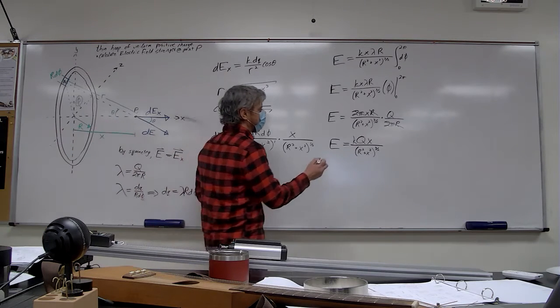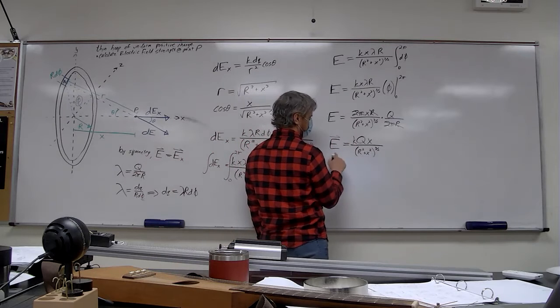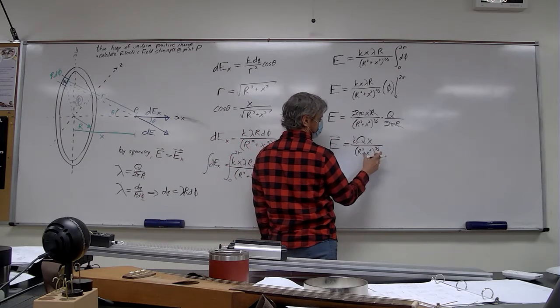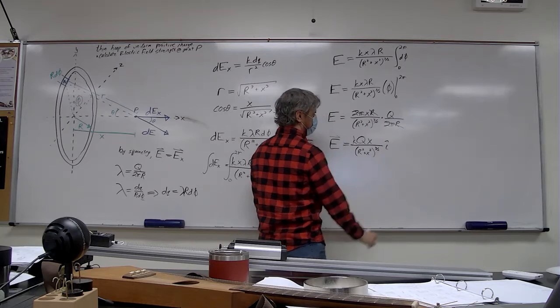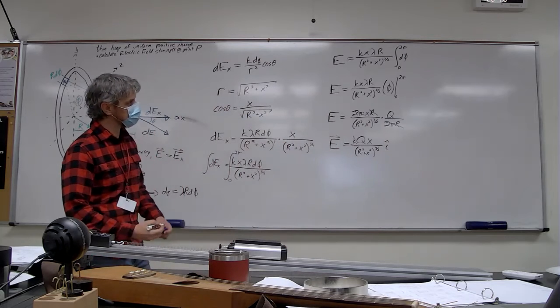And if I wanted to be specific, I'd say the electric field vector is this magnitude times the i hat direction, and it's positive in that direction.